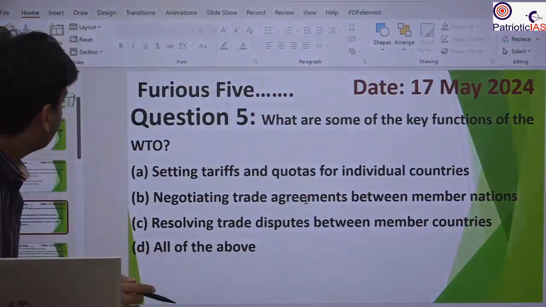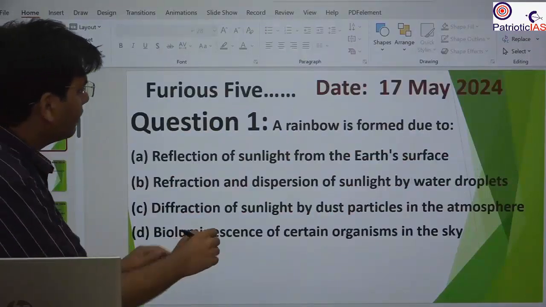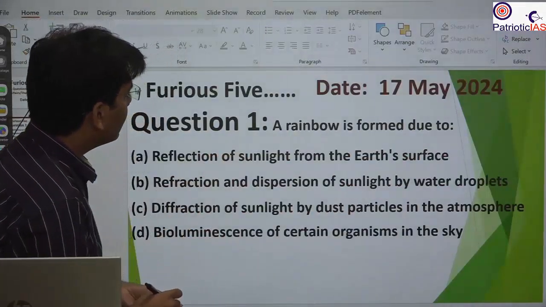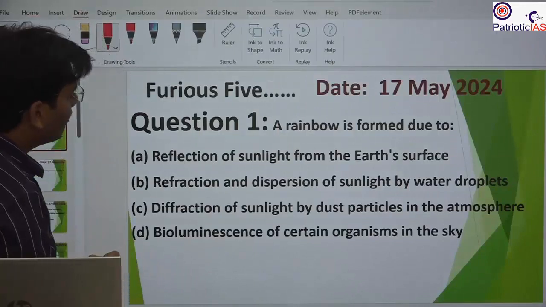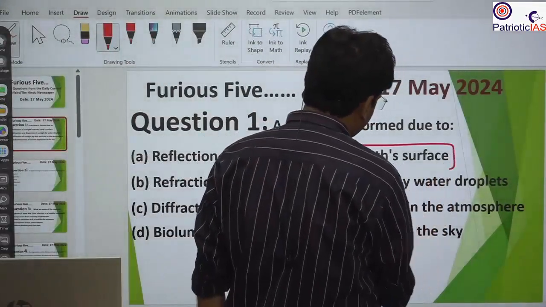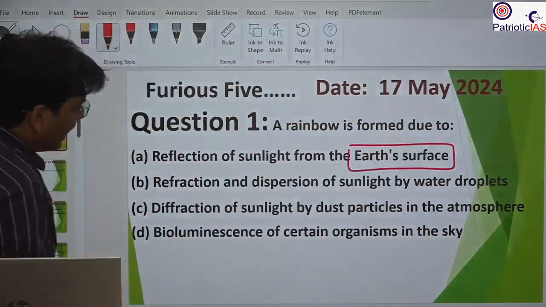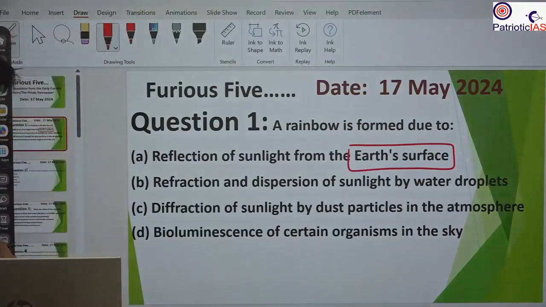First question. These are the questions that we have already discussed in yesterday's news analysis. A rainbow is formed due to: A. Reflection of sunlight from the earth's surface. B. Refraction and dispersion of sunlight by the water droplets. C. Diffraction of the sunlight by the dust particles in the atmosphere.